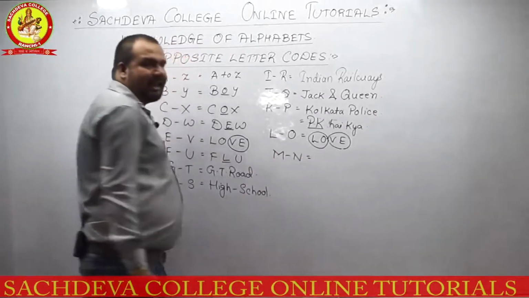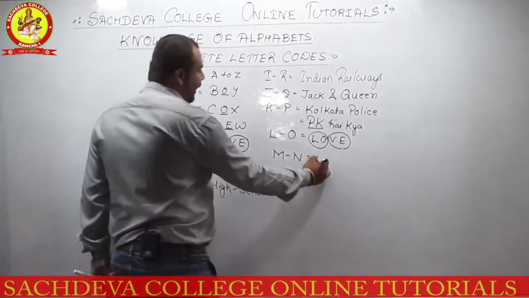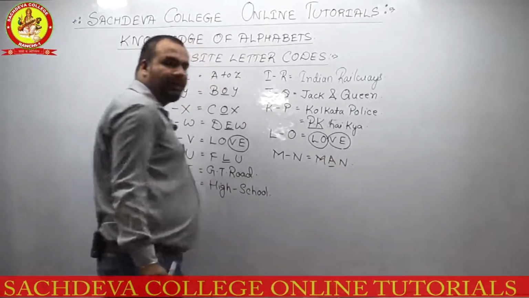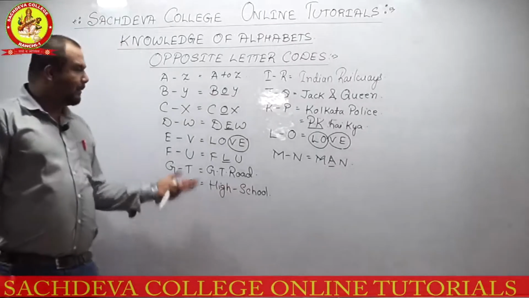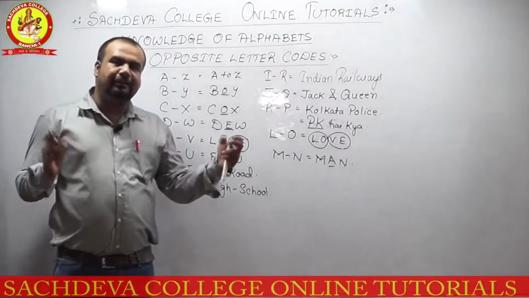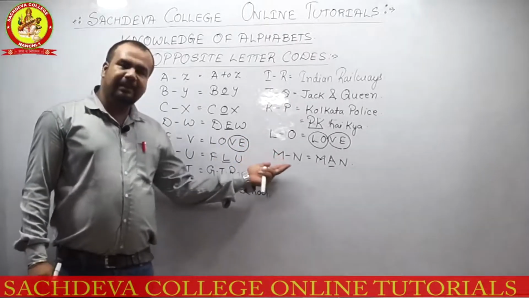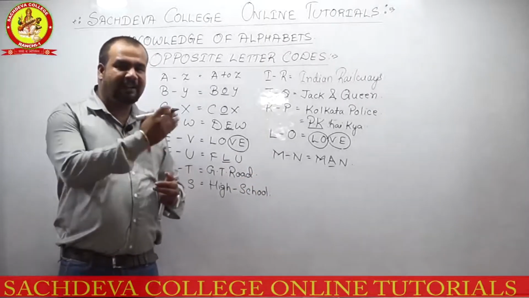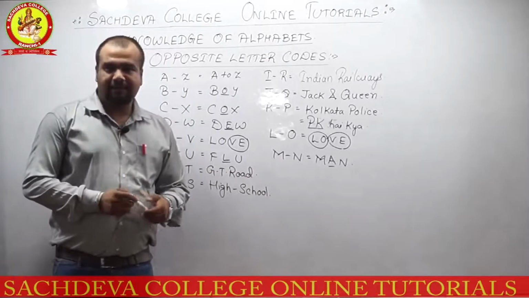M's opposite is N. Be like a man, behave like a man, that is M-A-N, man. Okay. Now, this was quite a simple method to remember all these. Just go through the lines that I use to remember these alphabets. Okay. Now, in the next part, we will learn how to remember and practice the place values and opposite codes of alphabets. Okay.